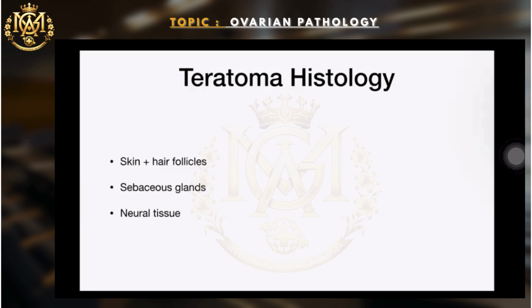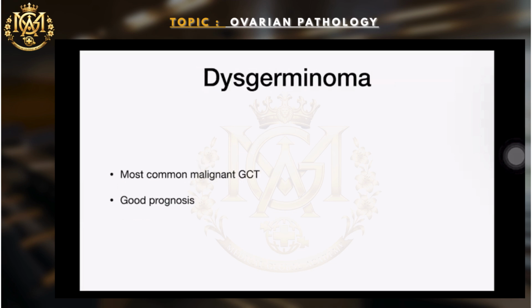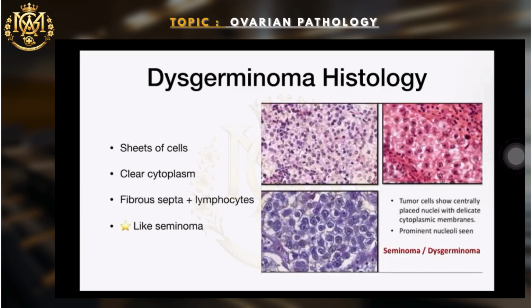So again, I explained this already. Coming to dysgerminoma. Dysgerminoma is seen in younger females. It has a good prognosis. You can see that these cells are there, right? It looks like a seminoma of testes. So you have something called a fried egg appearance.